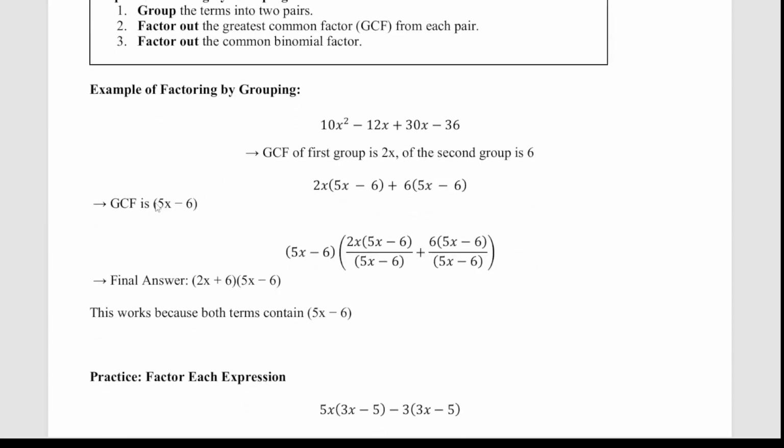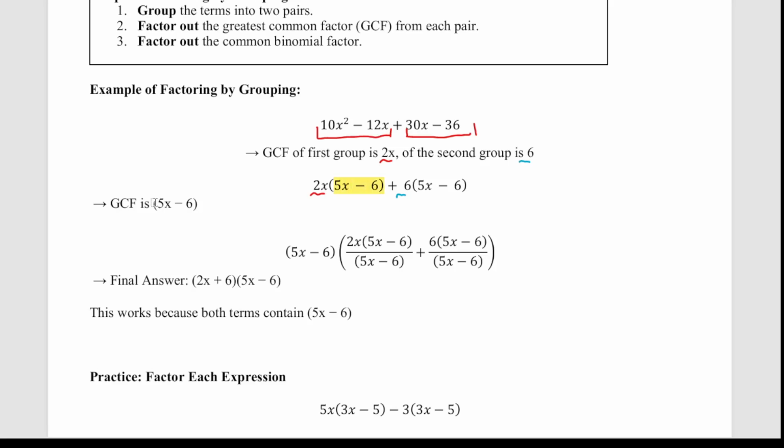So for example, in this next one, if I were to make two groups here, in the first group, 10x squared minus 12x, their greatest common factor is 2x. So I can factor out a 2x just from those first two terms. 10x squared divided by 2x leaves us with 5x. Negative 12x divided by 2x leaves us with negative 6. And in the second group, their greatest common factor is 6, so I can divide out a 6 from both. 30x divided by 6 leaves us with 5x. Negative 36 divided by 6 leaves us with negative 6.